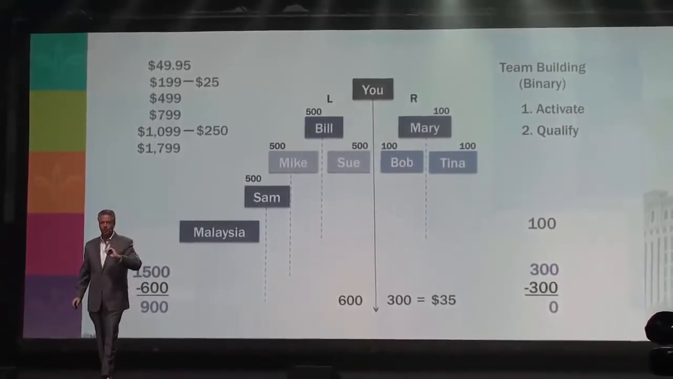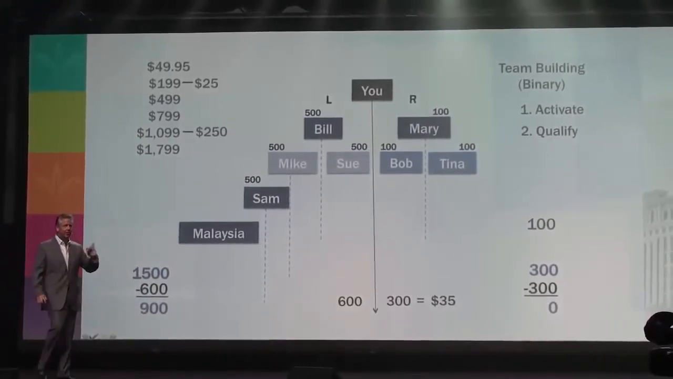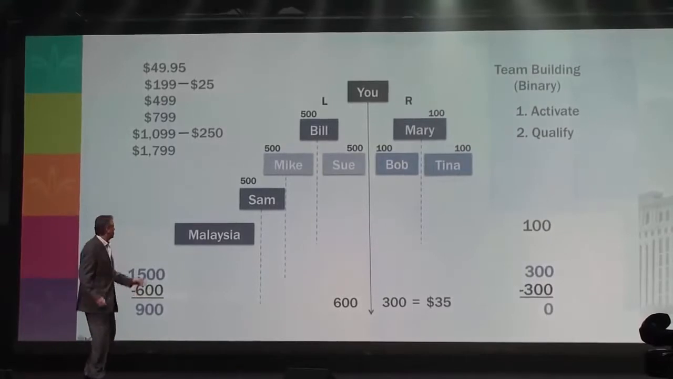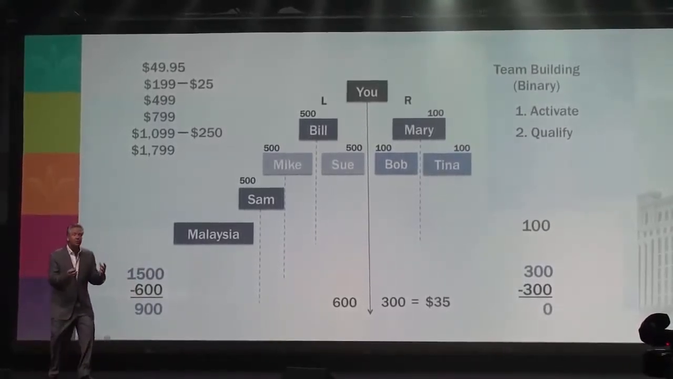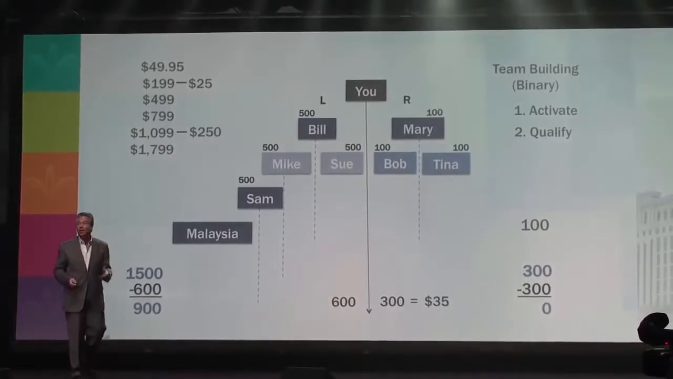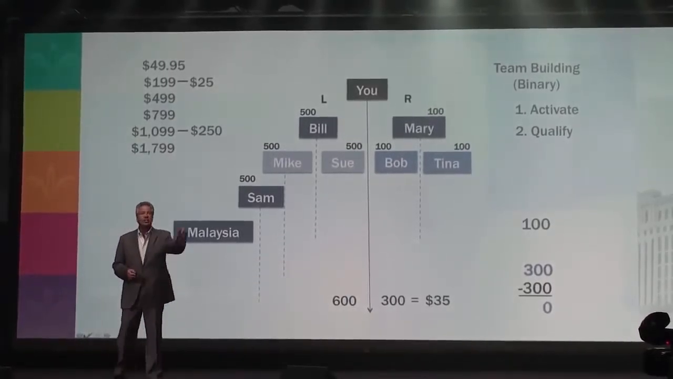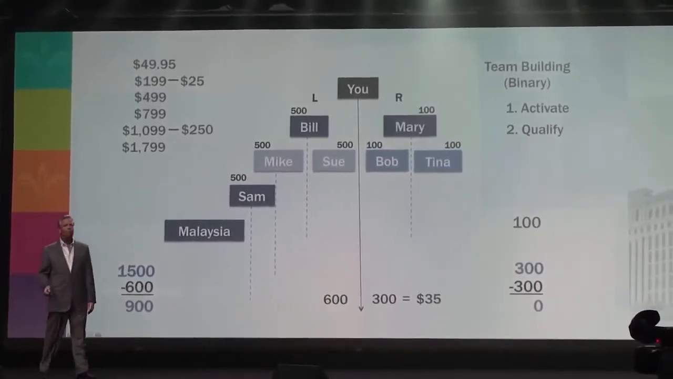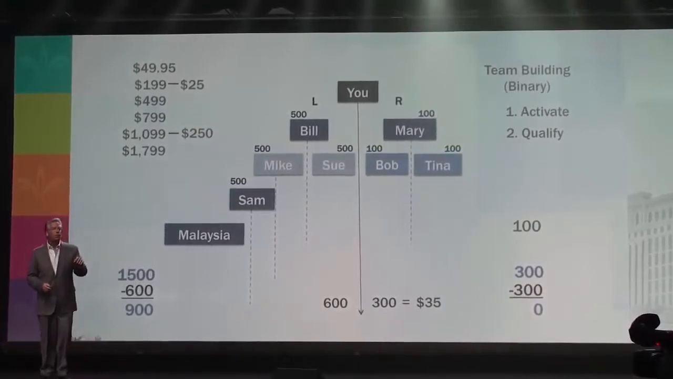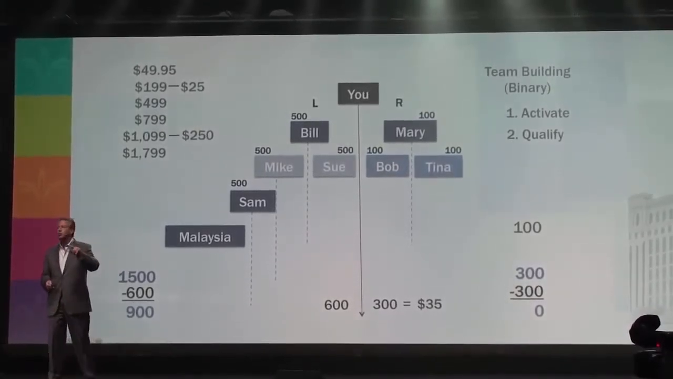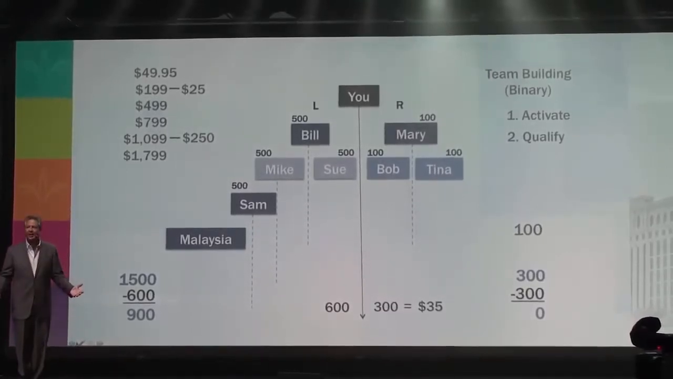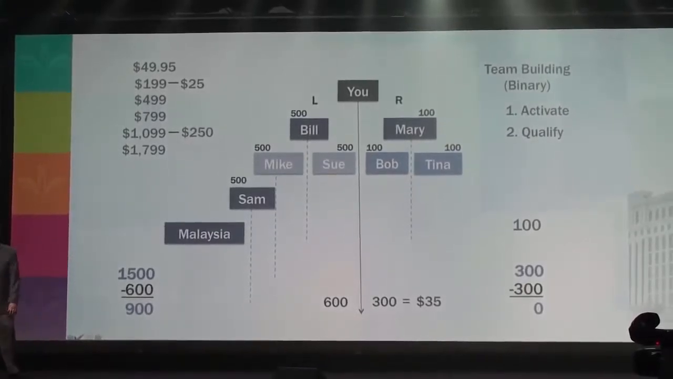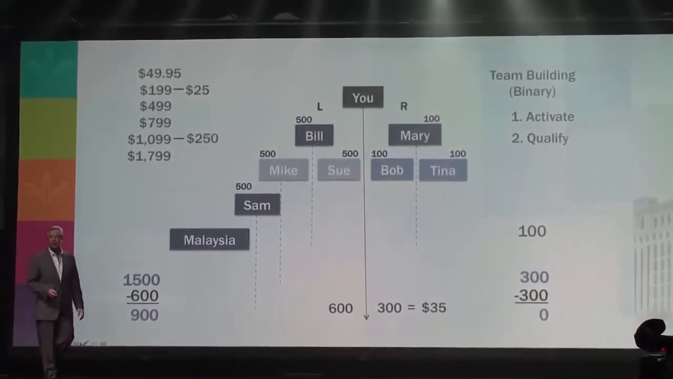I got a question for you. Is Mr. Malaysia, looking at the screen, on Sam's left team, yes or no? So Sam gets credit for the 100,000 points that Mr. Malaysia has generated to get paid on in team building, right? Next question. Is Mr. Malaysia at his 100,000 points on Mike's left team, yes or no? Mike also gets credit for the same 100,000 points to get paid on in the compensation plan. Next question. Is Mr. Malaysia on Bill's left team? Yes or no? Bill gets credit for the same 100,000 points.